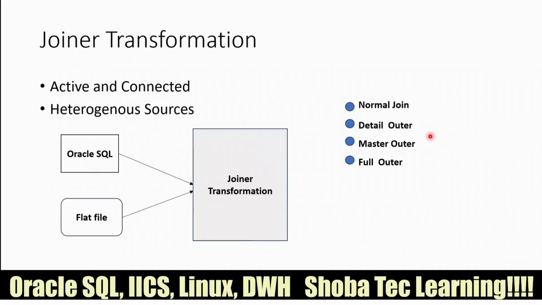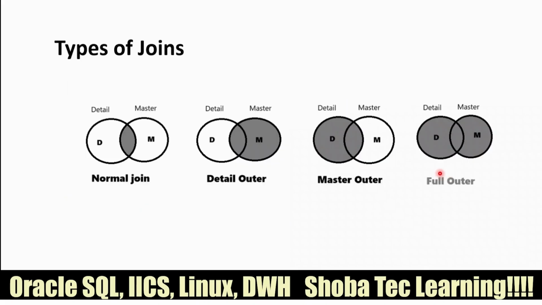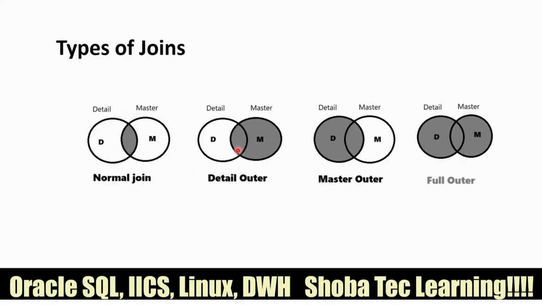Now see, in this joiner transformation we have four join types available. First is normal join. Normal join means matching records from both tables, detail and master. Second is detail outer. First it will get the matched records from both tables, and it will take the remaining records from the master table.